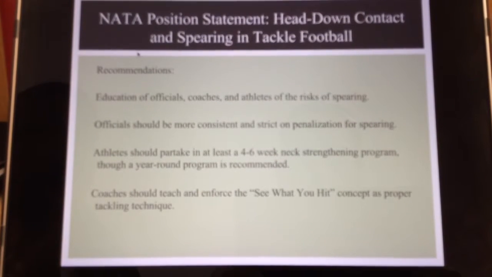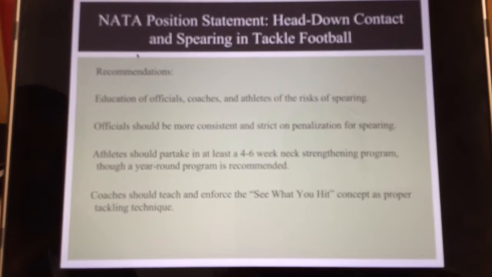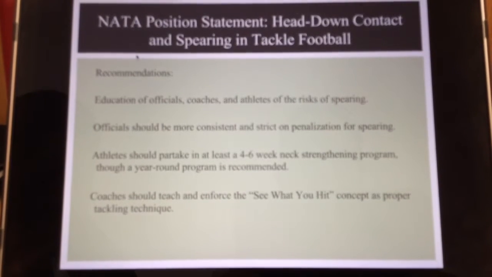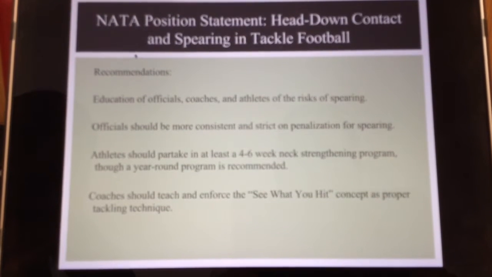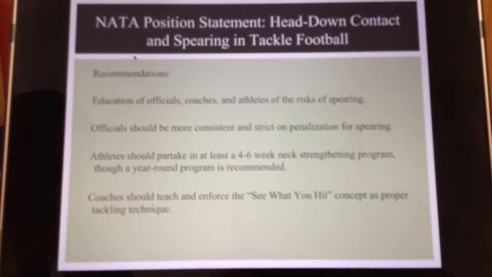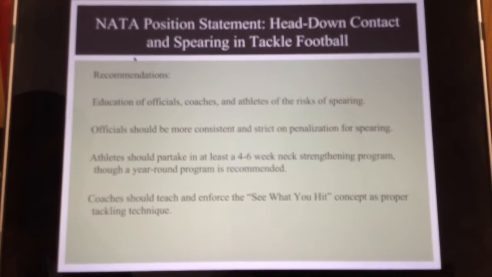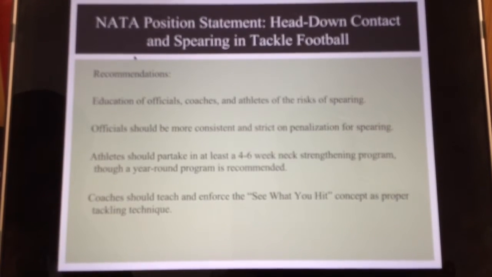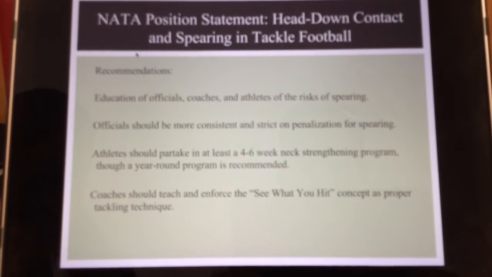And just some recommendations that they make to help promote the safety of our athletes. Just more education of officials, of coaches, of athletes and their families. They also said that officials should be more consistent and strict on penalization for spearing. This is kind of hard because, you know, some people spear intentionally, some people spear unintentionally, and how do you differentiate between that, and how do you penalize accordingly?